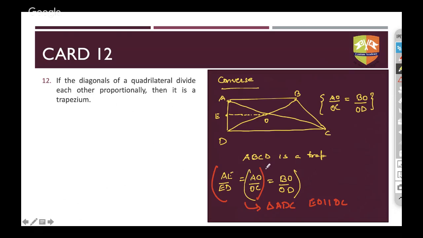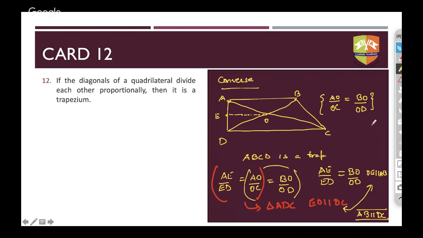And then if you take these two together, basically AE by ED is equal to BO upon OD, if you take these two ratios together, then what will happen? You will see that OE is parallel to AB, and then you can combine these two to get AB parallel to DC. If you prove this, that means ABCD is a quadrilateral with two opposite parallel sides. That means it is a trapezium.